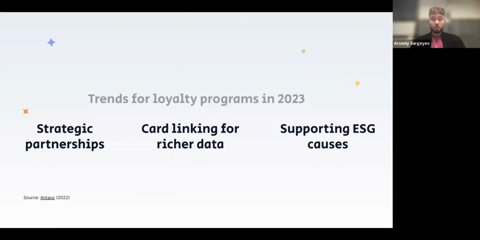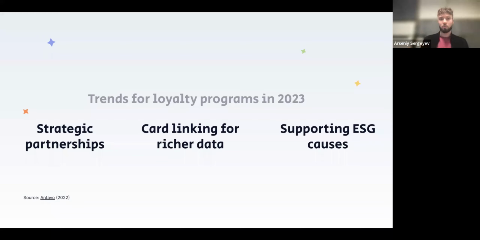And three main trends from the Antavo report. These are the guys who provide a good solution for establishing loyalty programs, and they made a report with an overview of 2023, basically three trends. Strategic partnerships, where more emphasis is put on involving partner offers in your loyalty programs, so that rewards are not just discounts or products from your offering, but also from partners.